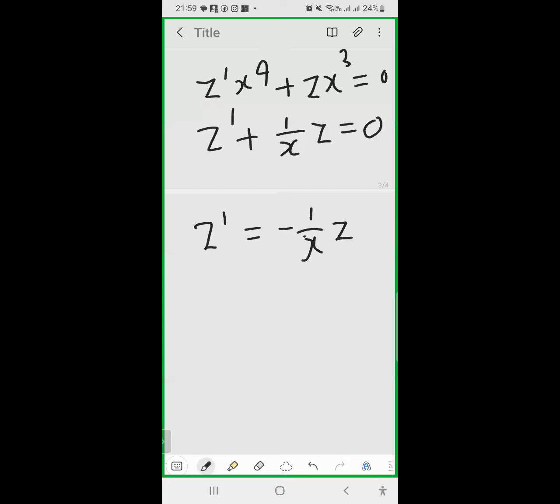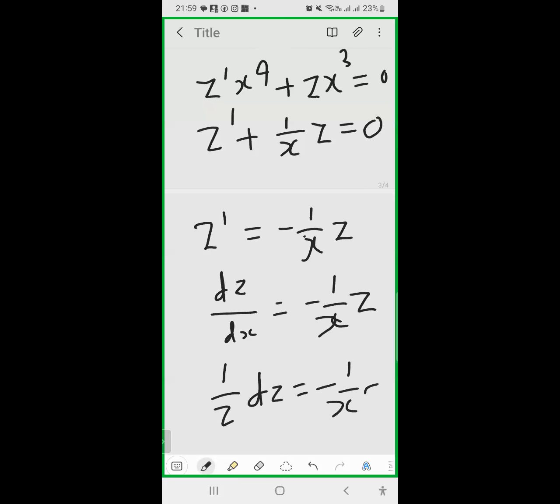So z prime is simply the change in z in terms of x, which is going to be equal to minus 1 over x z. Now let's group the like terms. I will divide by z on both sides and multiply by dx on both sides. So I'm going to have 1 over z dz equal to minus 1 over x dx.